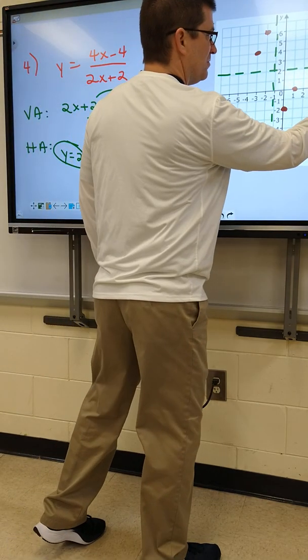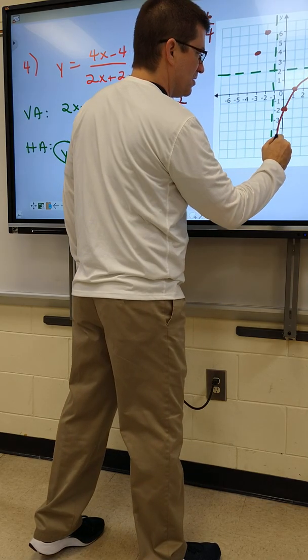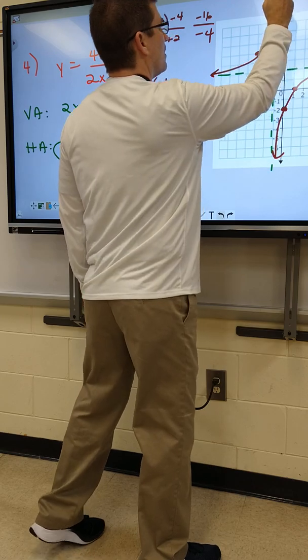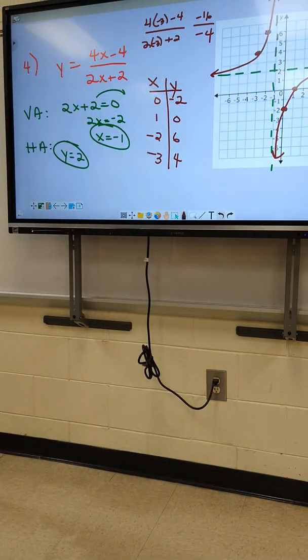And remember, guys, just get it close to the dotted lines. As long as you're close on that, I'm going to give you credit. We could plot more points and get it exactly right. That takes too much time.